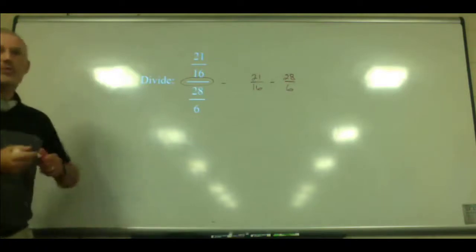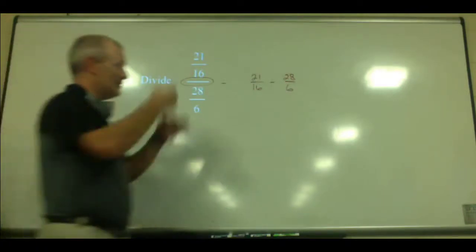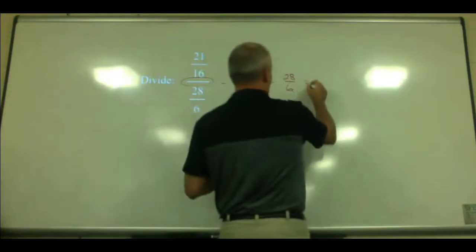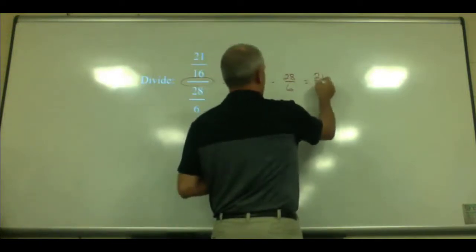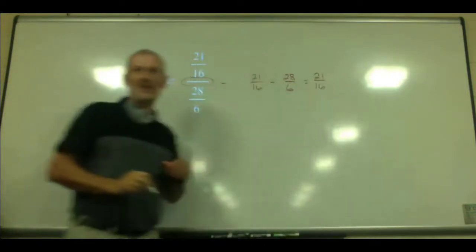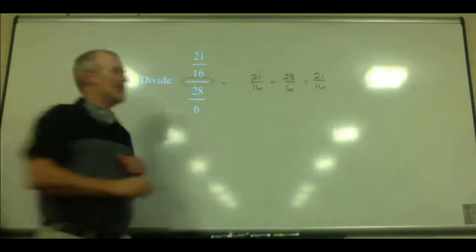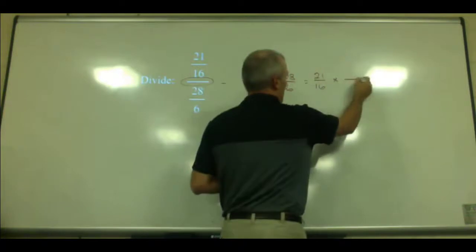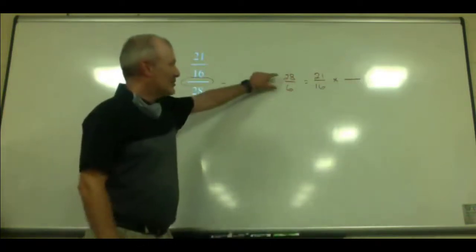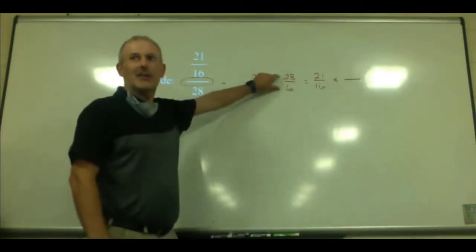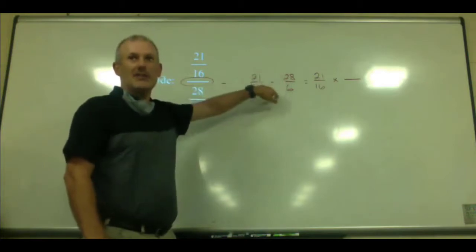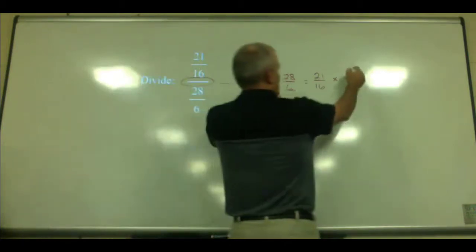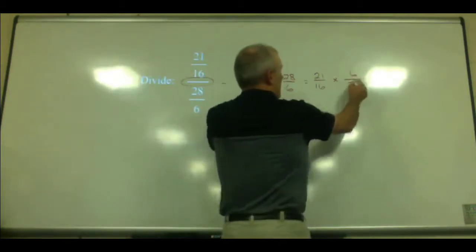Now, the rule that we want to mention and know that there is one says that we leave the first fraction alone. 21 over 16 stays there. Then we change it. Instead of dividing, we're going to multiply. And then what did that rule say we should do to that second fraction? Instead of 28 over 6, that second fraction becomes 6 on the top, 28 on the bottom.